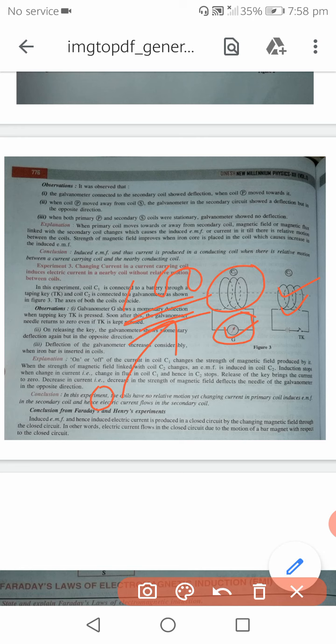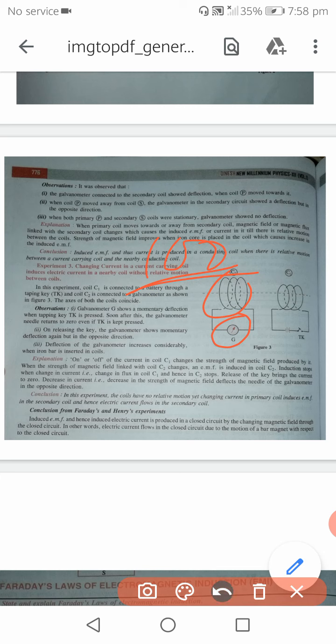And again when the switch is off, the field lines reduce from 100 to 0. So again in the secondary coil there is a change in field lines, and only then does the galvanometer show deflection. When the field lines linked with this coil remain 100, there is no change, and the galvanometer shows no deflection.